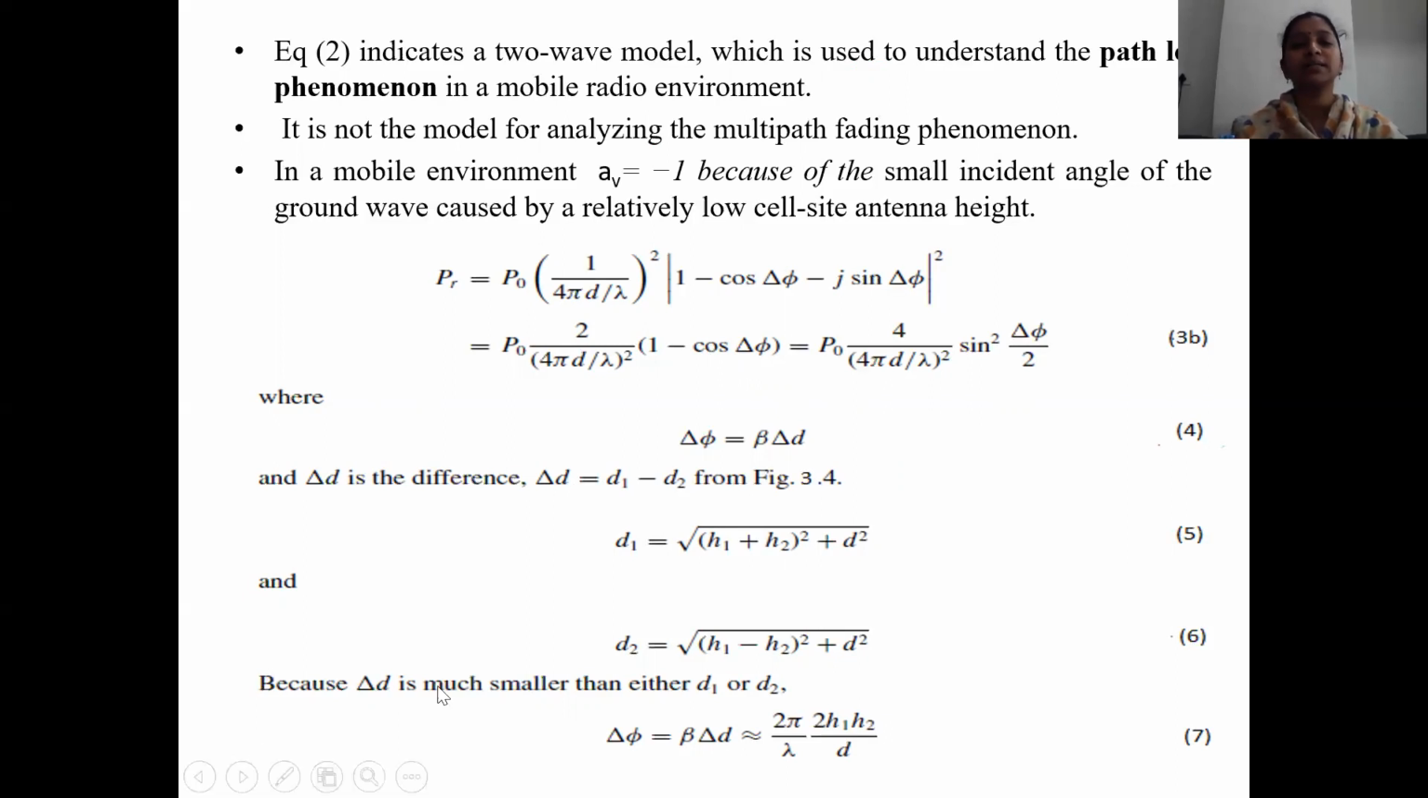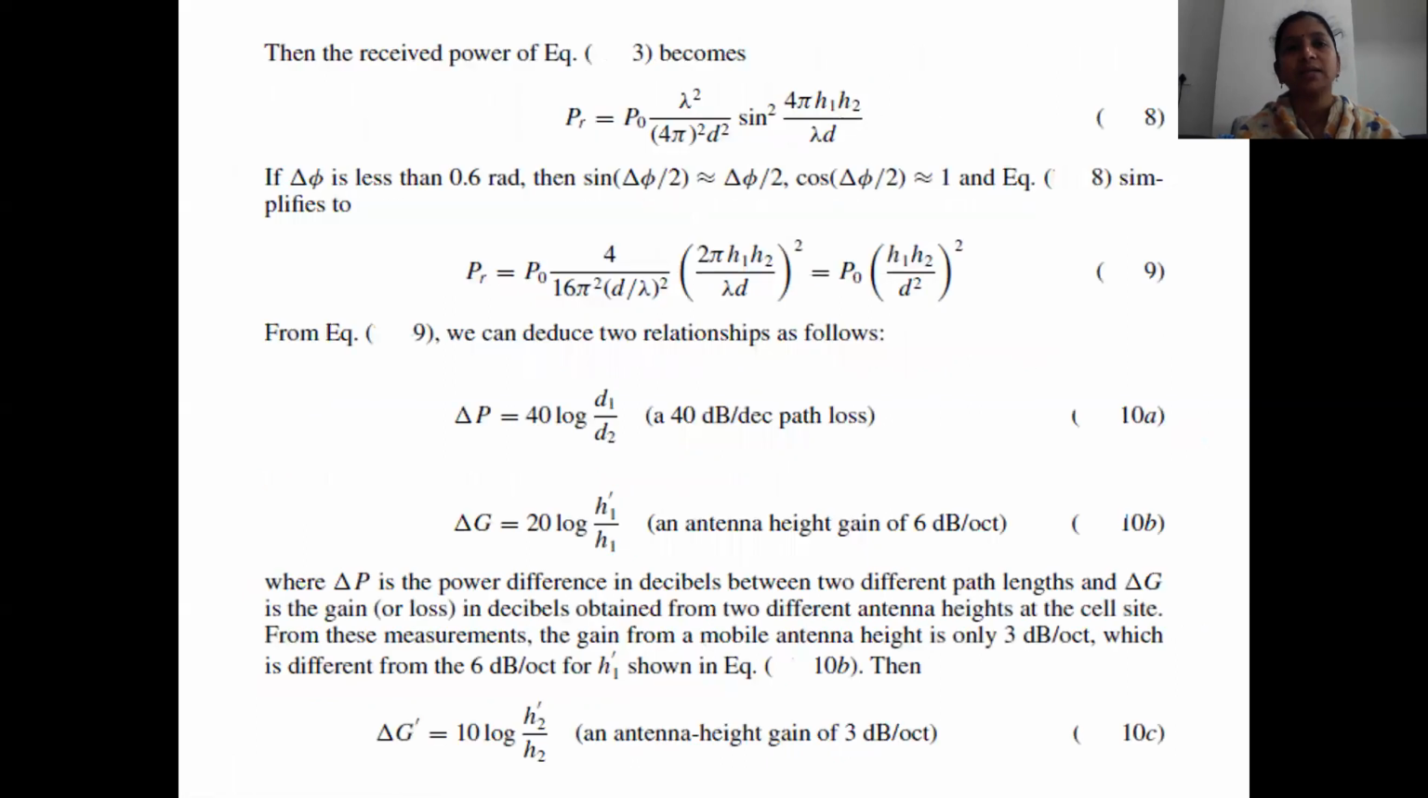Because delta d is much smaller than either d1 or d2, you can take del phi equal to beta delta d, that is 2 pi by lambda times 2 h1 h2 by d. This is all the simplification analysis. Then the received power becomes, substituting the previous equation, if del phi is less than 0.6 radians, then sine of del phi by 2 is equal to del phi by 2 and cos of del phi by 2 is equal to 1. This is trigonometry that you have to remember. The above equation simplifies to P naught times (h1 h2 by d squared) whole squared.